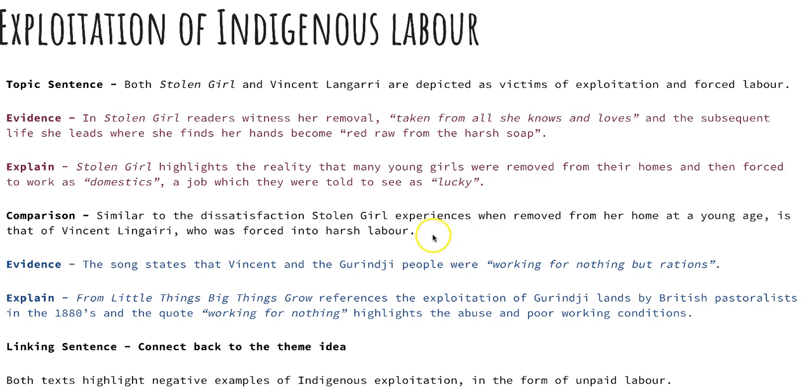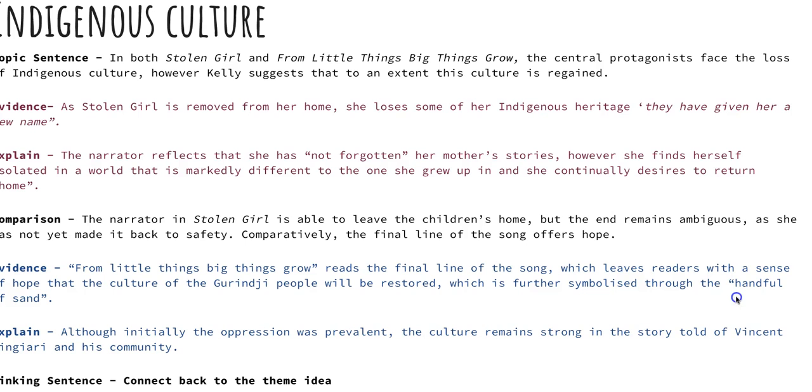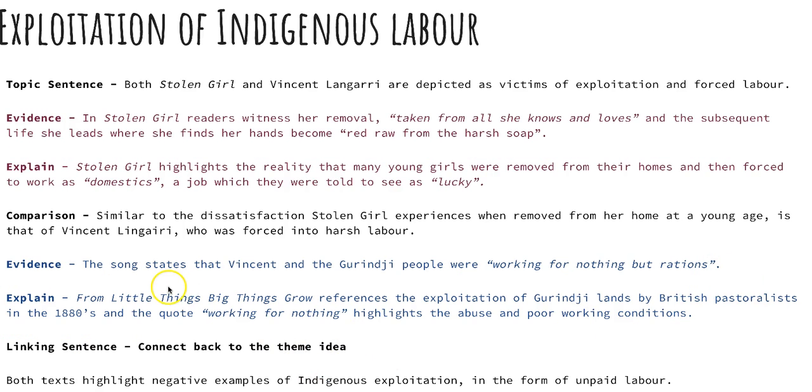All right, here I'm doing a similarity. All right, so my metalanguage, similar to the dissatisfaction Stolen Girl experiences, is that of Vincent Lingiari, who was forced into harsh labour. All right, the song states that Vincent and the Gurindjeri people were working for nothing but rations. Okay, there's my evidence of forced labour. All right, that they're working for nothing but rations, so it's not equal. All right, and then I said that working for nothing highlights the abuse and poor working conditions, so I've explained my quote again, all right? Both texts highlight negative examples of Indigenous exploitation in the form of unpaid labour.